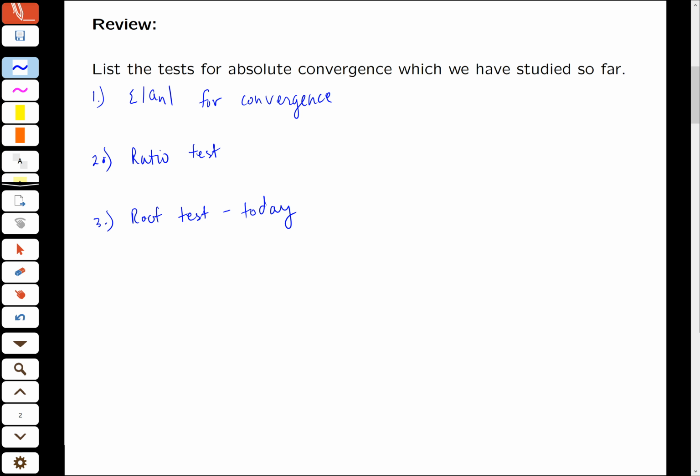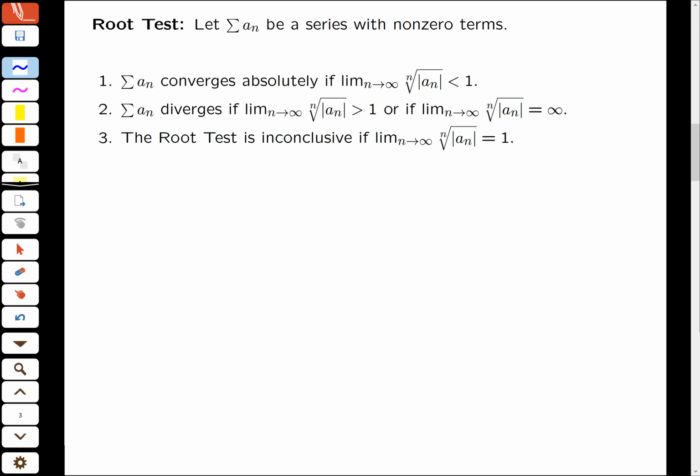So let's look at our root test. It looks just like the ratio test, but instead of using the ratio a_{n+1} over a_n, we're looking at the nth root of the absolute value of a_n. The reason we take the absolute value is because you can't take roots of negative numbers. So we get rid of the minus sign. If that limit is less than 1, then the series converges absolutely. If the limit is greater than 1, or it goes to infinity, then the series diverges. If it equals 1, it's inconclusive. Try something else. So let's see why it works.